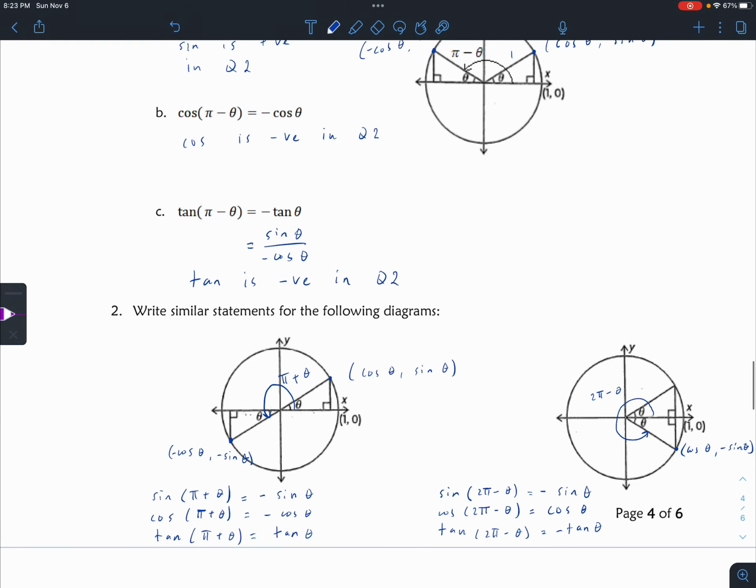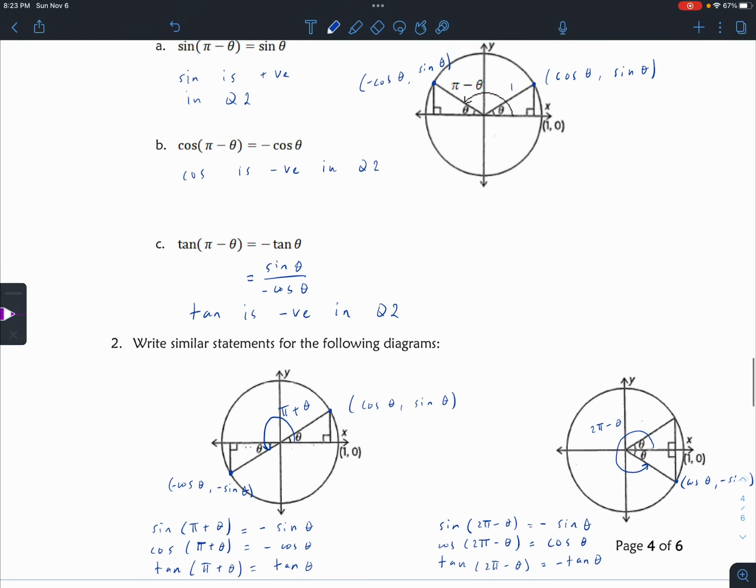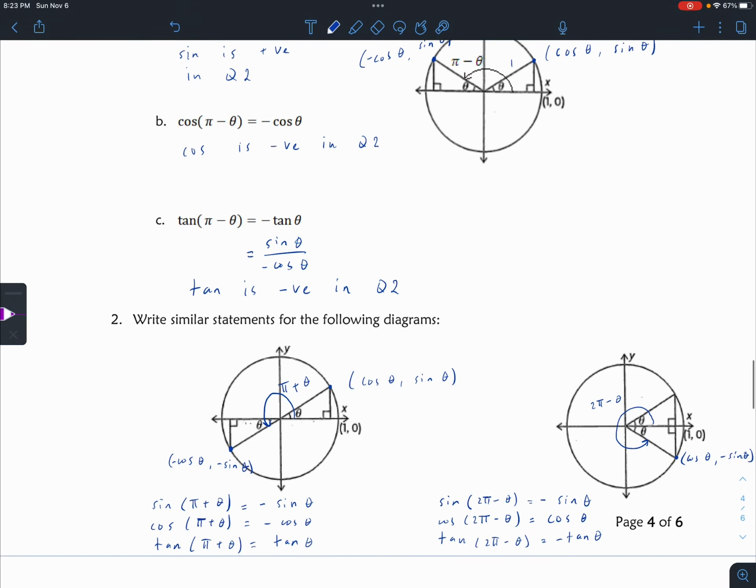Okay, and so this is a fairly good summary of comparing principal angles and related acute angles to each other. So these are all known as identities. So a variety of different identities in this lesson.